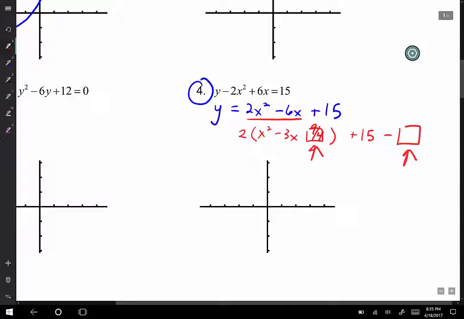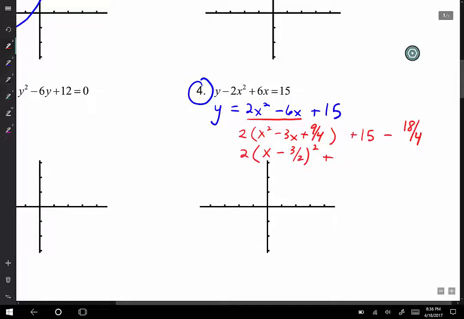Oh man, this is crazy. Can we do the fractions? Yes, you can, okay? So 9/4, and then over here, if we added 9/4 there, we're going to have to subtract 9/4. But remember, this 2's over here. So it's not 9/4 that we're subtracting. It's going to be double that. So it's actually going to be 18/4 that we're subtracting. Okay? So now we come over here and we have 2 times x minus 3 halves squared. Okay? It's the half. Plus whatever 15 minus 18 over 4 is.